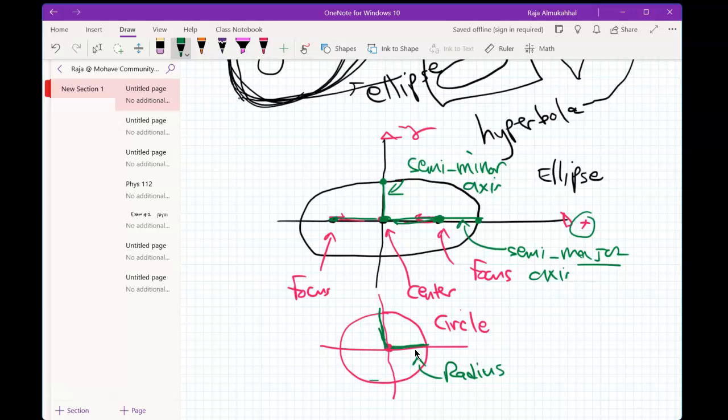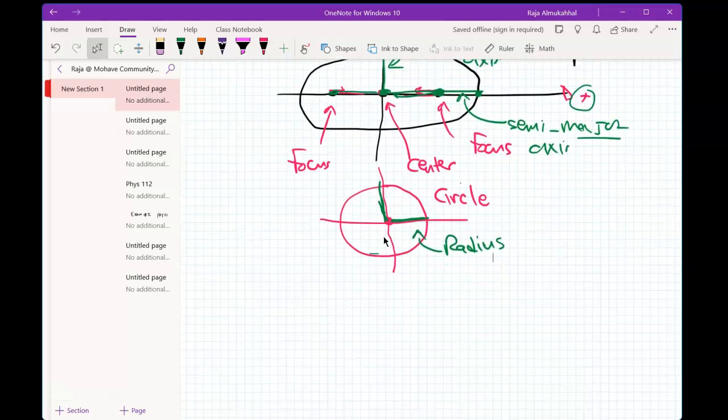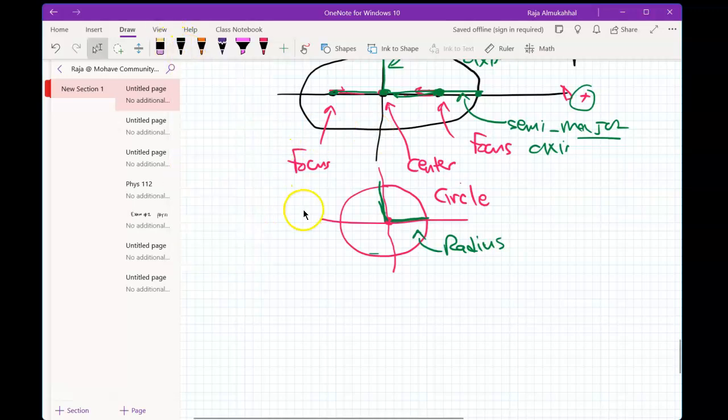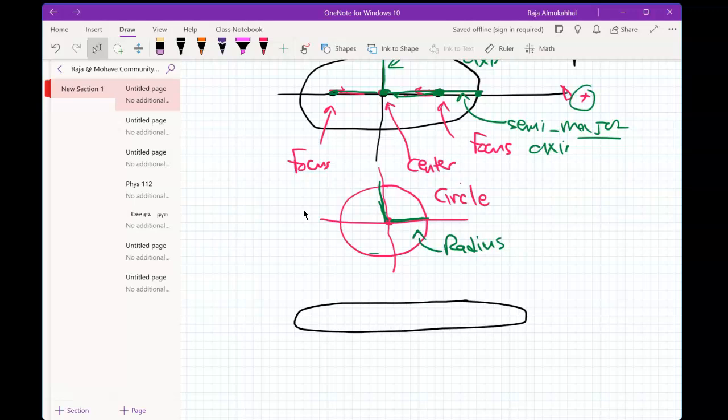Okay, now what will happen if I take the two foci and bring them farther away from each other? What will happen to the body of the ellipse? It will become elongated. It will look something like this. Let me go back to a black color. It will look something like this. If they are really far away from each other, it will become really elongated like that.